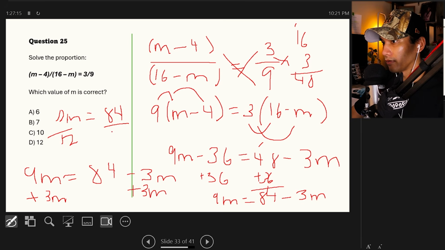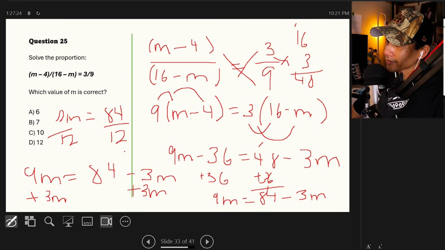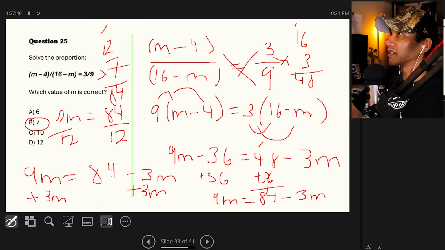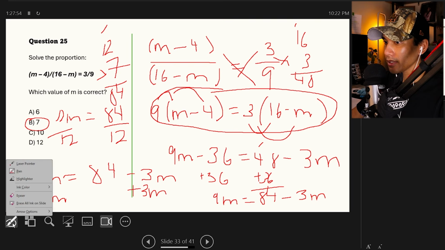Divide by 12. So 84 divided by 12. I don't think I did this right. Is it 7? 12 times 7, yeah, it is 84. It's 7. B is 7. Okay, I know that was just a cluster of a whole bunch of numbers. Sorry. But if you were following, all I did was distribute like we did in question 1, and then isolate m. That's all I did.